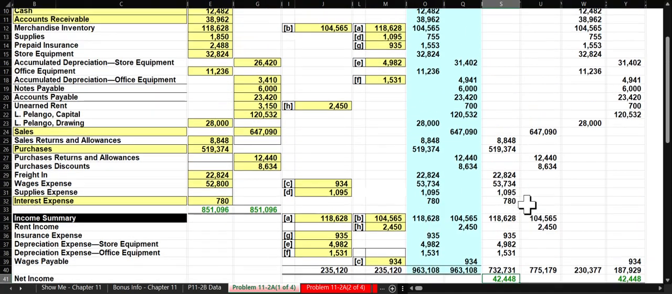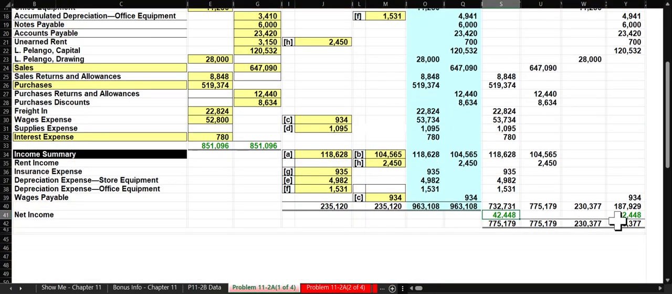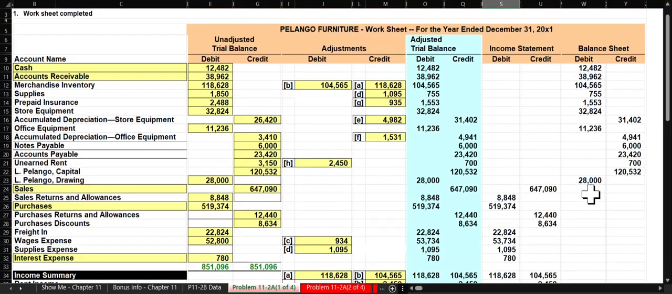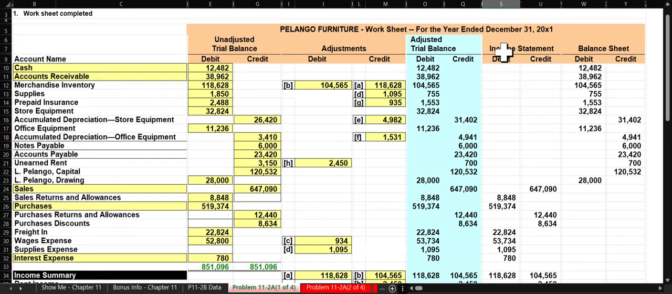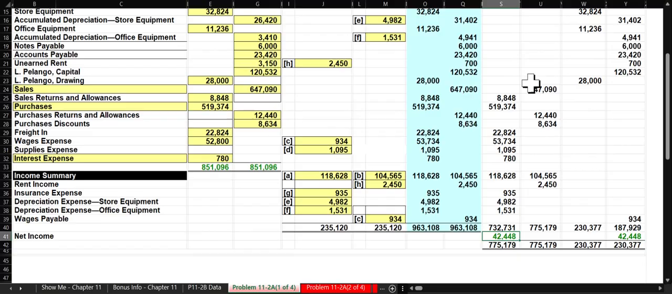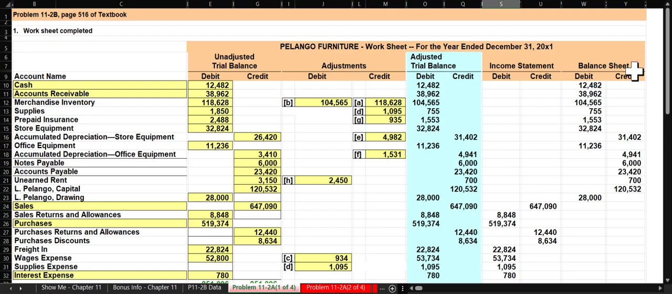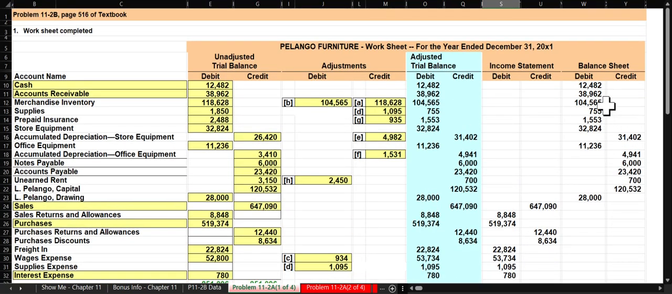So we're finished with the entries. Our worksheet shows that we're still in balance, and so it provides us with the assurance that we can proceed to the preparation of the actual financial statements. The worksheet doesn't substitute for the actual financials, it just helps to ensure the accuracy. So the income statement columns will provide us with the information for our income statement, and the balance sheet columns, which are also in balance, will provide us with the numbers that we need for the balance sheet.